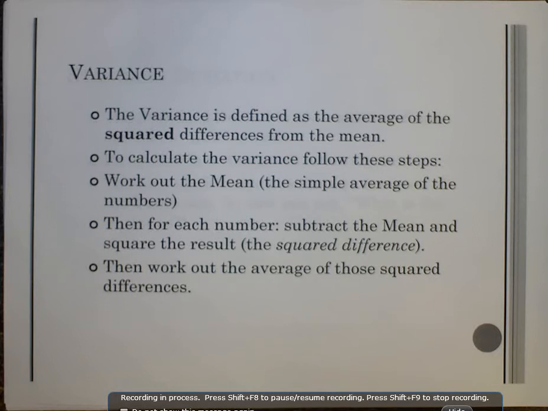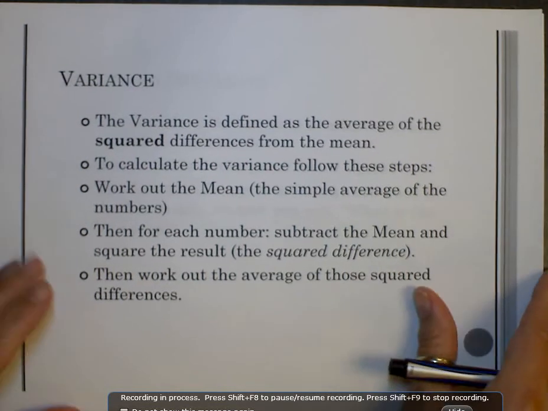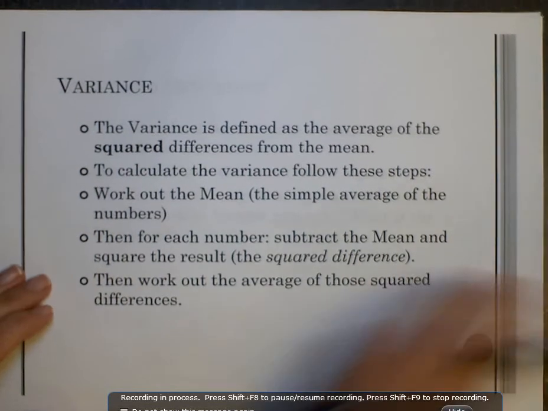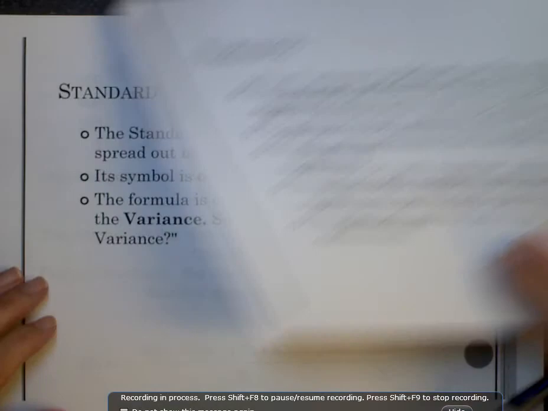To calculate the variance, follow these steps. Work out the mean. The mean is the simple average of numbers. Then, for each number, subtract the mean and square the result, the squared difference. Then work out the average of those squared differences. Now, to me, that all seems very confusing, so we're going to practice a few so that you can see what exactly this is talking about.